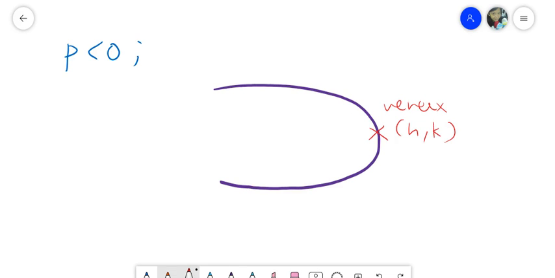And where will be your focus point? Always remember your focus point will always be inside the curve. And do remember your k value will remain.